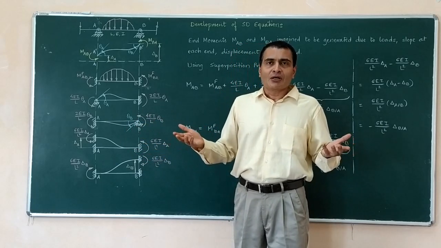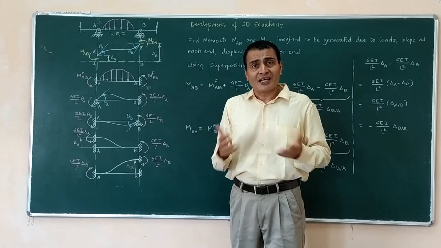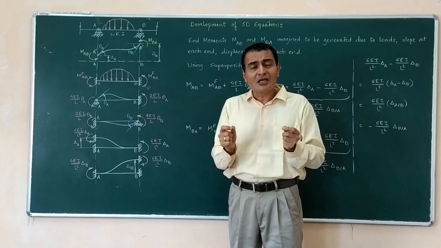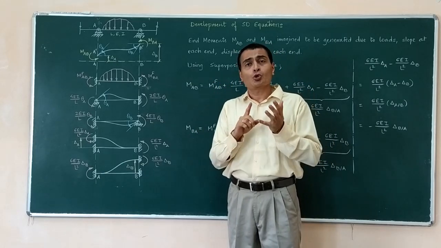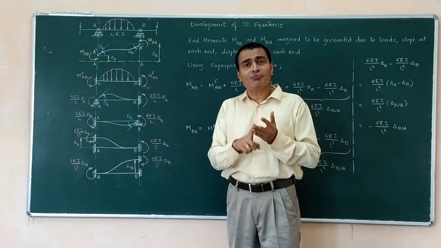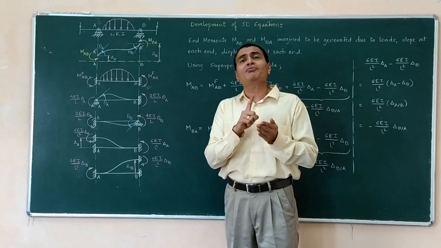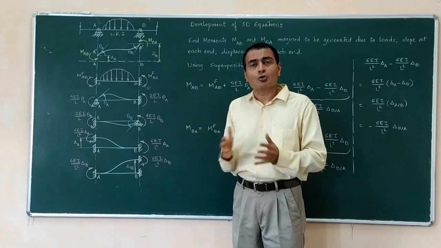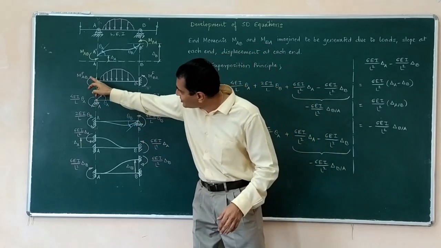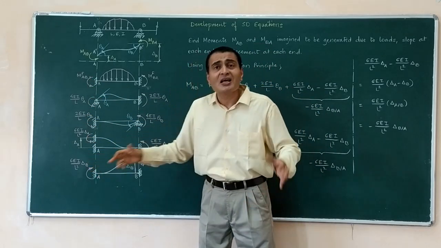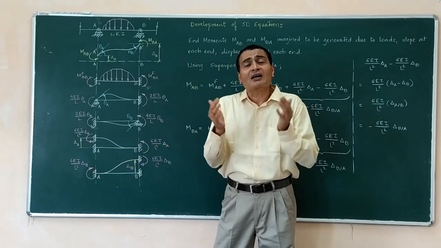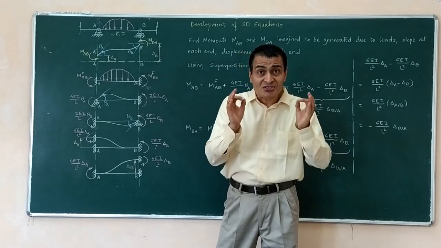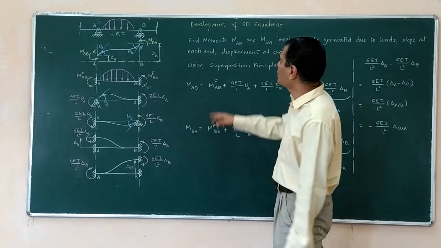That's it. The way we have started developing this theory was simply this: end moments are generated because of 5 different reasons: load, near end rotation, far end rotation, near end translation, far end translation. So those are the 5 different diagrams we are observing. Now, since these are all the contributing factors, I will just compile them, I will just superpose them, and that is my end moment equation. So precisely that is what I am writing here.